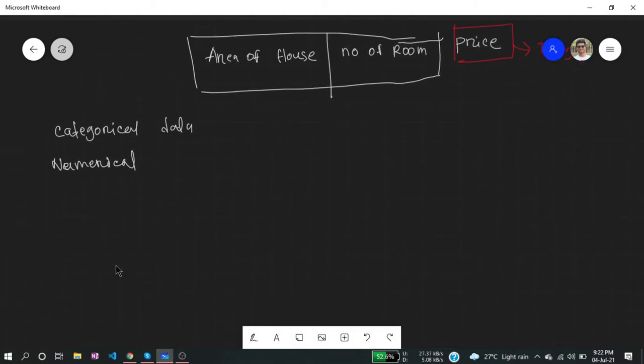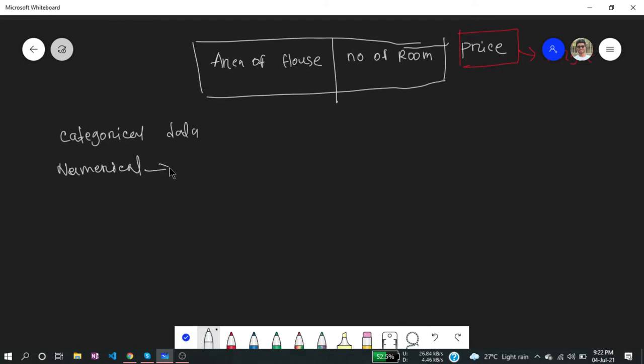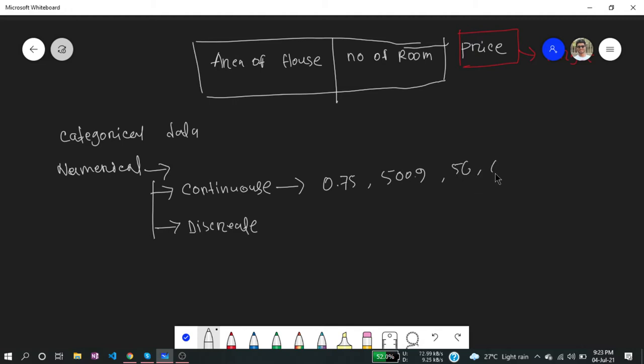In numerical data, there are two types. One is continuous, another is discrete. If I talk about continuous, whenever you have fractional numbers, like 0.75, 500.9, or it might be like 56, 57, 80, 67, 100, and so on, these kinds of numbers will be in our continuous data.